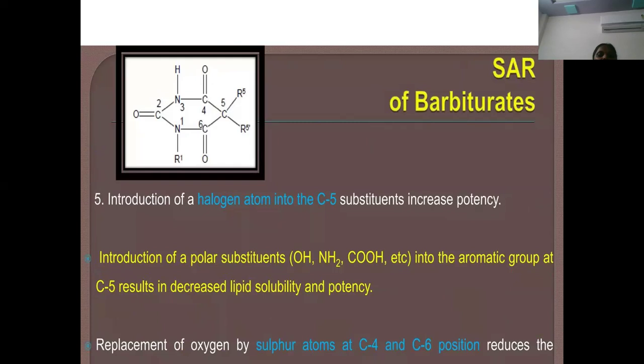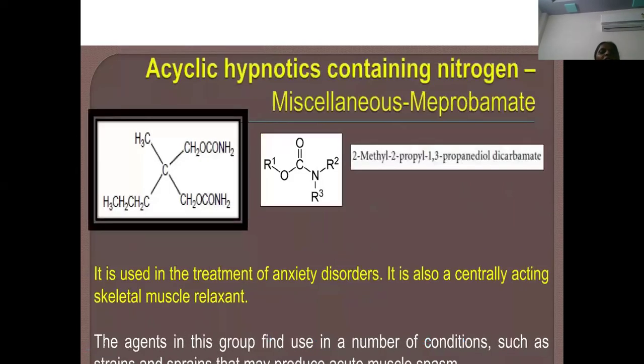Next, coming to the next one, introduction of polar substituents. Examples are hydroxy, amino group, COOH, which is nothing but carboxylic acid, etc. into the aromatic group at C5 results in decreased lipid solubility and potency. Next, coming to the acyclic hypnotics containing nitrogens, the miscellaneous compounds. Under that, one of the examples is meprobamate. So this is the structure of meprobamate.